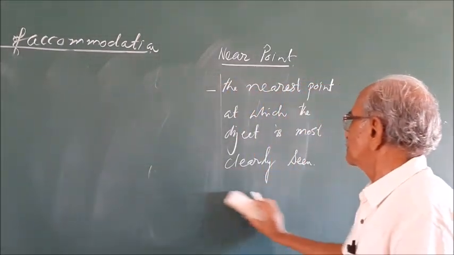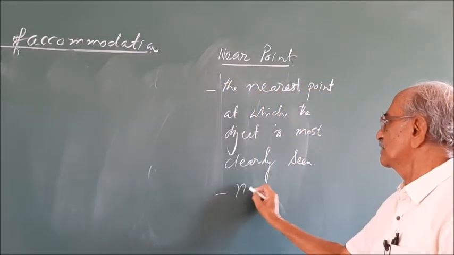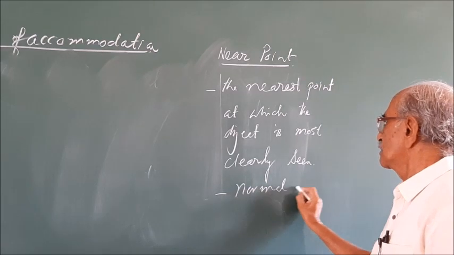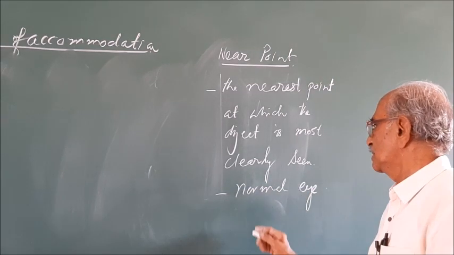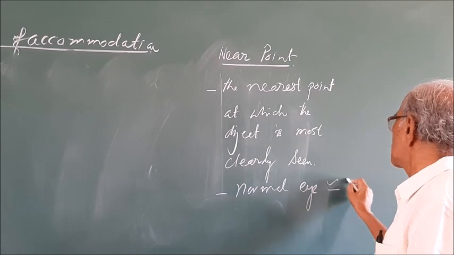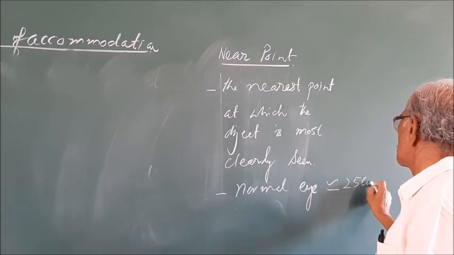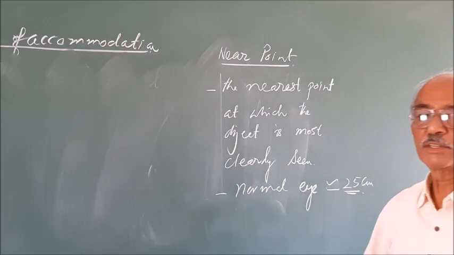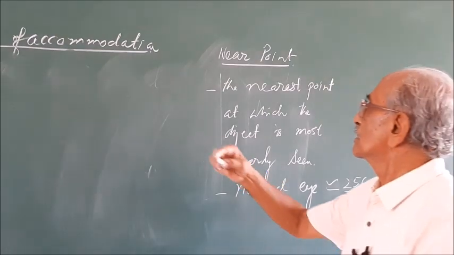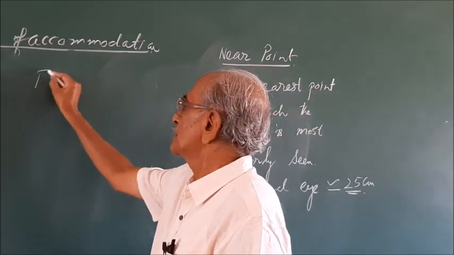Now, for a normal, healthy eye, the near point is about 25 centimeters. It's about 25 centimeters. Then we have the far point.